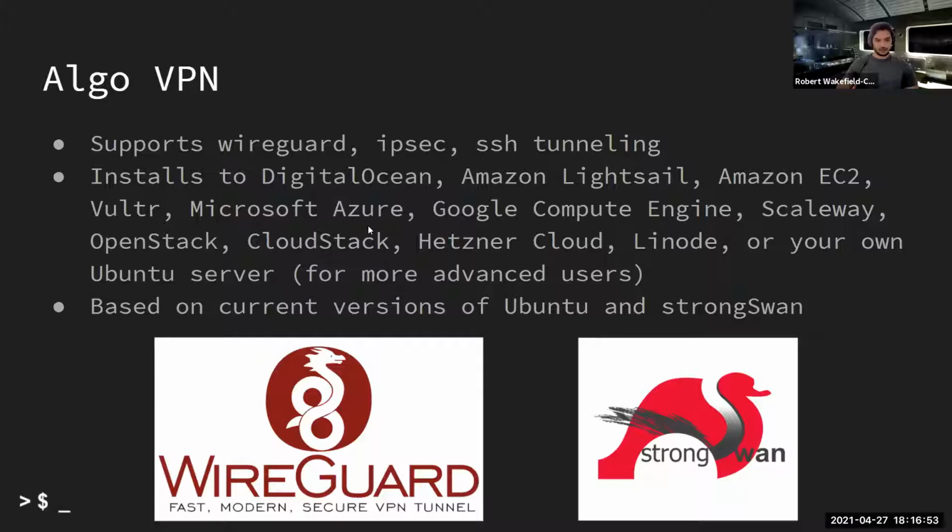Some of the cloud providers that Algo VPN supports include DigitalOcean, Amazon, Microsoft, Google, and a bunch of others, basically every major one out there. You can also deploy it to your own Ubuntu server, so you can do a road warrior setup at your own home where you can access it from anywhere. Lastly, Algo VPN is based on the current version of Ubuntu and StrongSwan, with hardened profiles and everything for that.